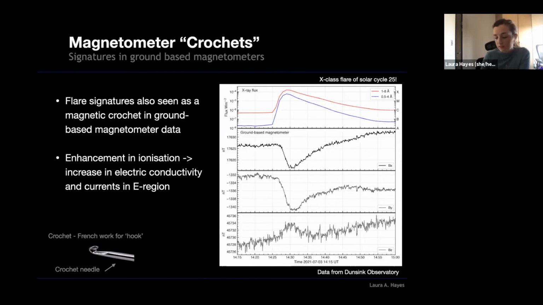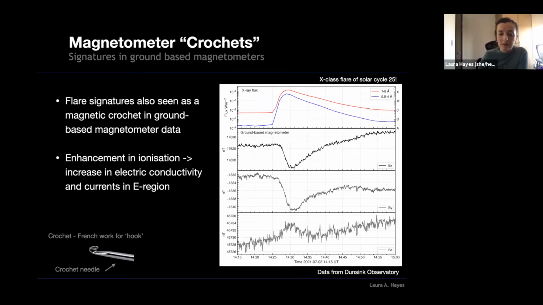And these again are just signatures of increasing the geomagnetic field essentially in the ionosphere, which is really interesting, that you can have a flare having such a strong impact. And this is one of the ways we can really probe the E region, understanding how solar flares affect that region. Now, these are really not fully understood in terms of how common they are or when they occur to really cause this magnetometer crochet. And a lot more work needs to be done here.